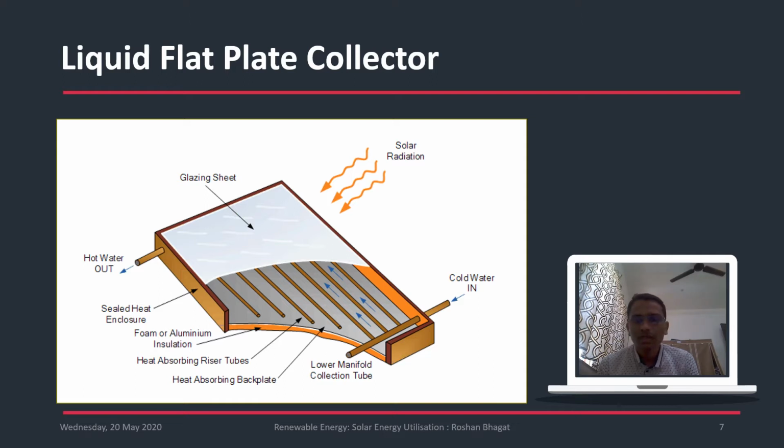So a few things have to be remembered for this liquid flat plate collector: it is used for heating the liquid, that is, for heating the water. The temperatures achieved with the help of liquid flat plate collectors are comparatively low. Only up to 70 degrees Celsius we can achieve, 70 or 90 degrees Celsius. We cannot go more than 90 degrees Celsius. So this is, we say, the temperature limit for the liquid flat plate collector.